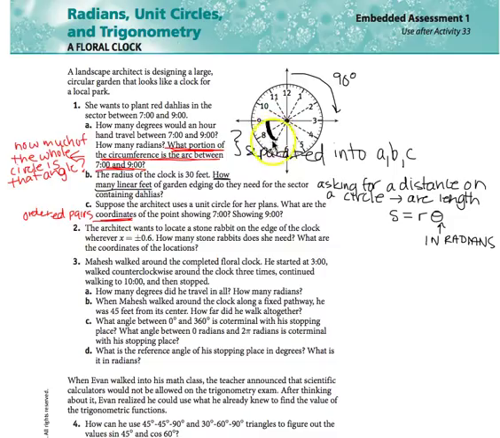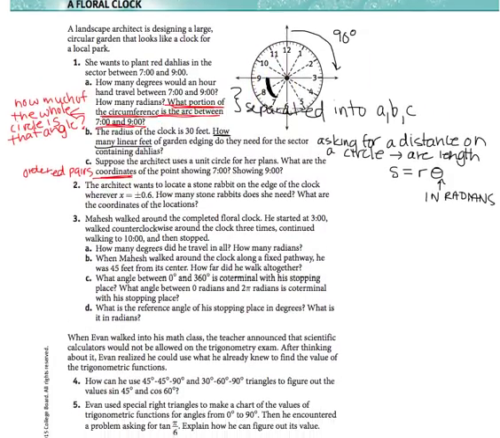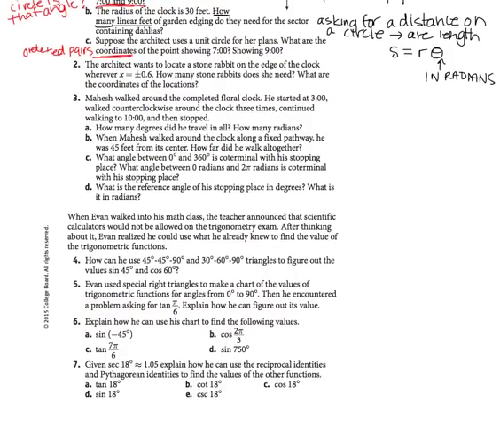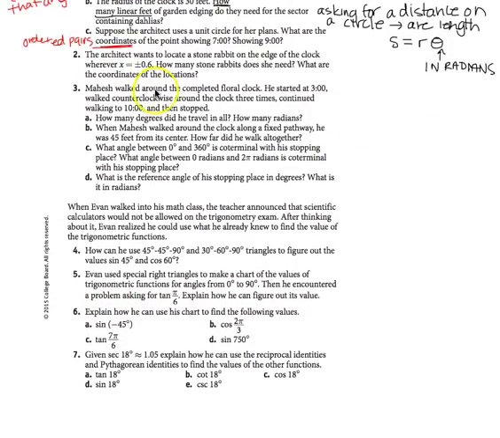All right, moving on to number 2. It says the architect wants to locate a stone rabbit on the edge of the clock wherever x equals plus or minus 0.6. How many stone rabbits does she need? What are the coordinates of the locations?